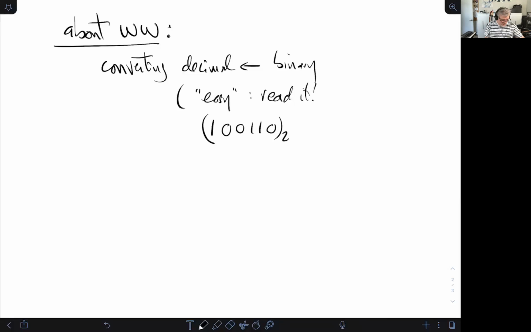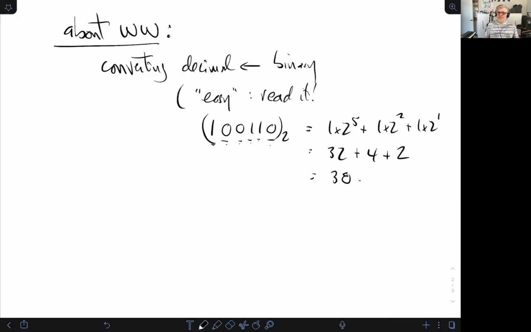What does that mean? These are powers of 2, right? 0, 1, 2, 3, 4, 5. So this is 1 times 2 to the power 5, plus the terms for 4, 3, 2. 1 times 2 to the power 2. 1 times 2 to the power 1. I'm just interpreting the notation. So this is 32 plus 4 plus 2, which is 38.